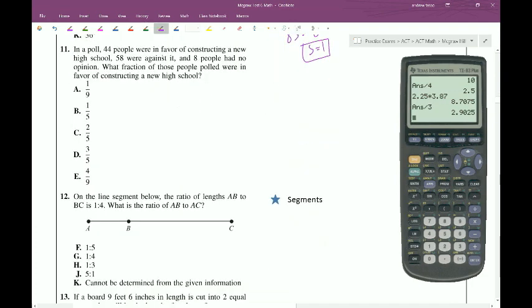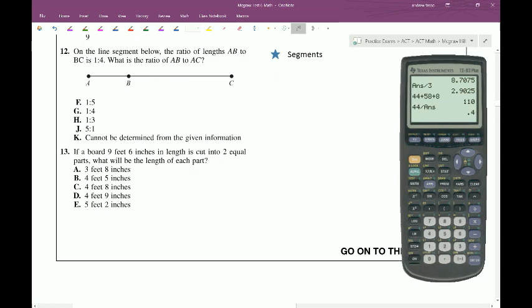In a poll, 44 people were in favor of constructing a new high school, 58 against, 8 people had no opinion. What fraction of those polled were in favor of constructing? So 44 out of 44 plus 58 plus 8. So that's out of 110, and then 44 divided by 110, and that's equal to 0.4. So that's 4 out of 10, or 2/5.